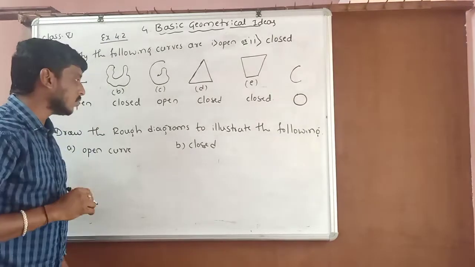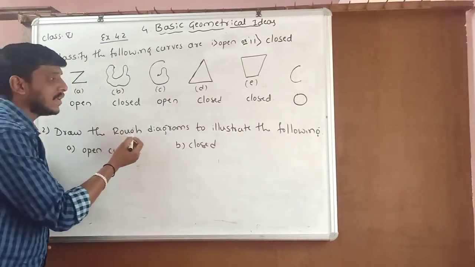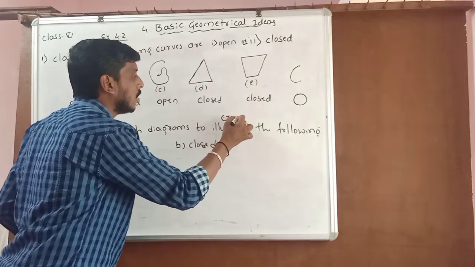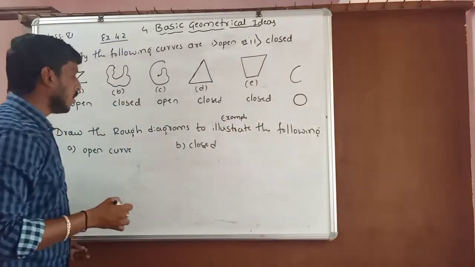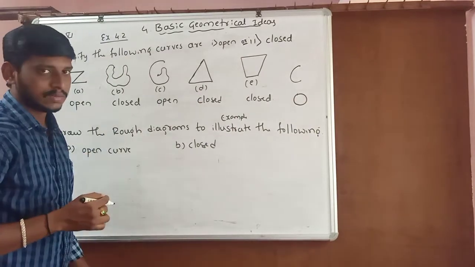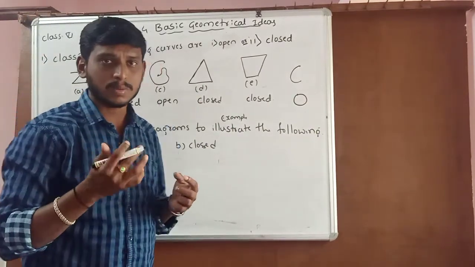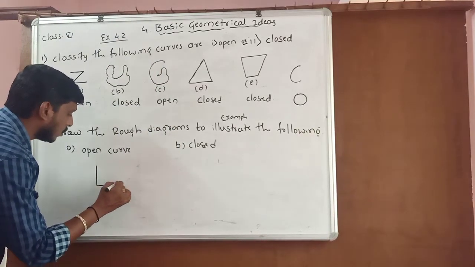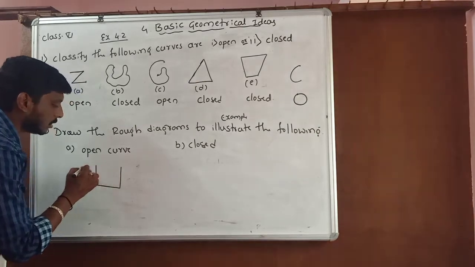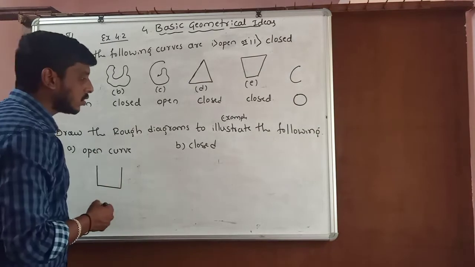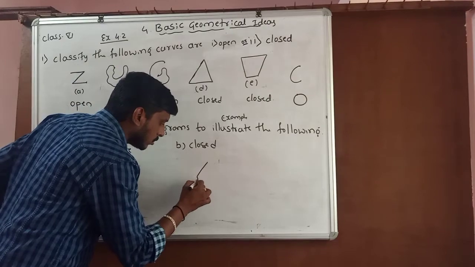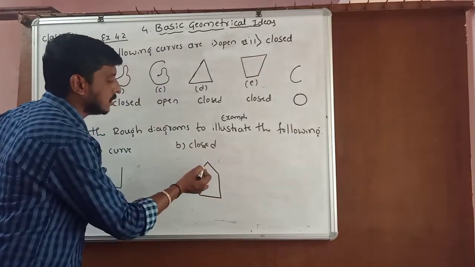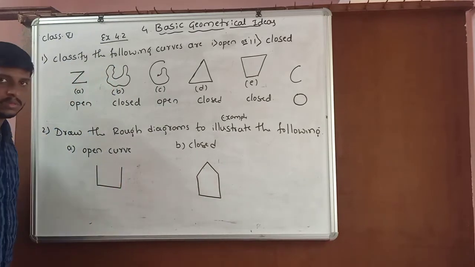Okay. What is the second question? Draw rough diagrams to illustrate. Illustrate is nothing but giving examples. Illustrate the following: open curve and closed curve. So give one rough diagram for an open curve. I will give an open curve, for example. This is an open curve. Is it right? And what do they want? A closed curve. So this is a closed curve. This is closed and this is an open curve. Got the idea?